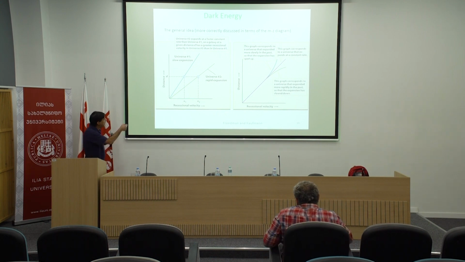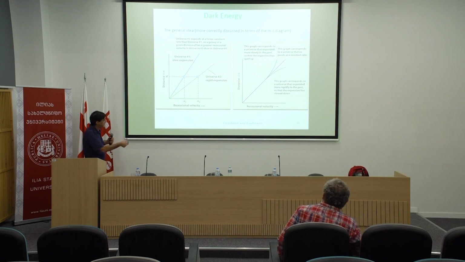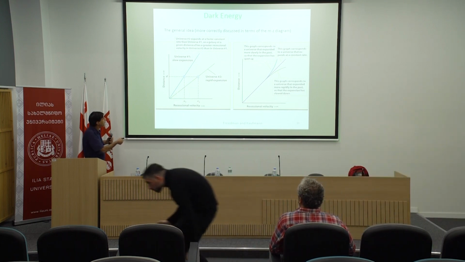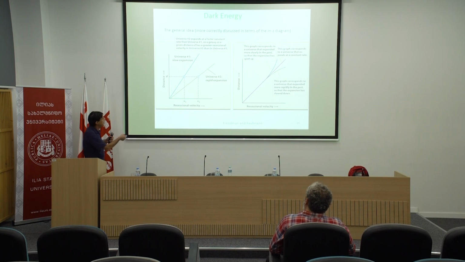So we're going to look at the Hubble law in two different models. And I'm going to plot distance on this axis and the recession velocity over here. So if we have a slowly expanding universe and a more rapidly expanding universe, and we look at two galaxies at the same distance in these two different universes, the one in the more slowly expanding universe will have a smaller recession velocity. It'll be closer to the origin here. The one in the more rapidly expanding universe will have a larger recession velocity.